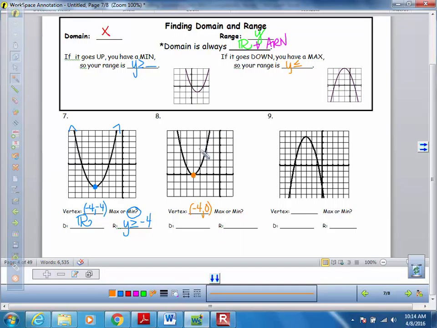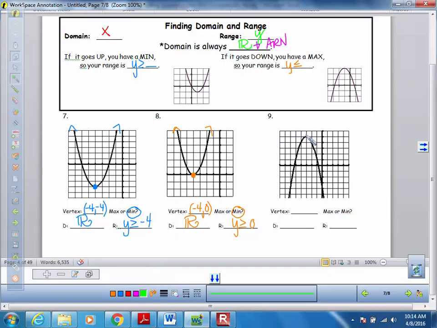Haiti, does this have a minimum or a maximum? A minimum. Okay. What is my domain? All real numbers. Okay. And so is y going to be bigger than -4 or smaller than -4? Sorry, than 0, because we're looking at the y value. Does it go up from 0 or does it go down from 0? It goes up, so y is going to have to be greater than or equal to 0. Okay.